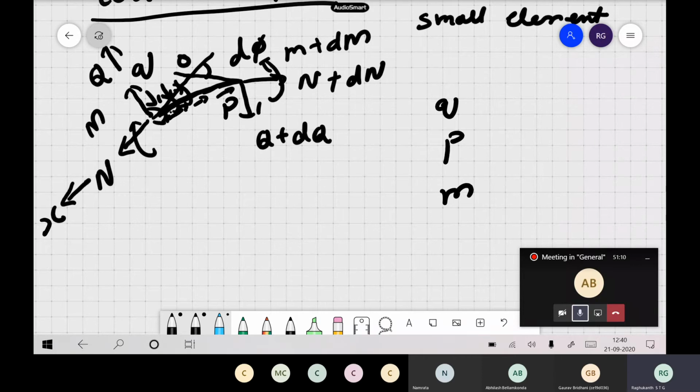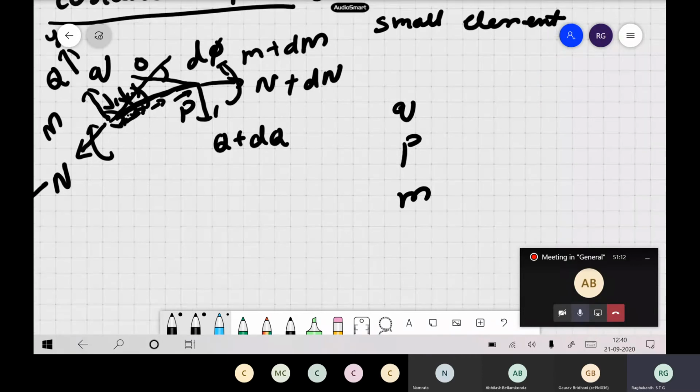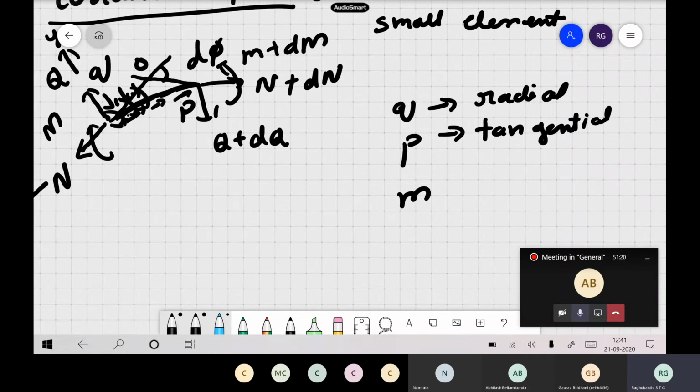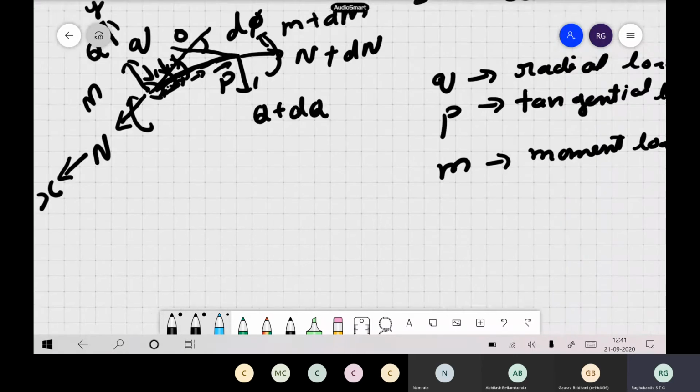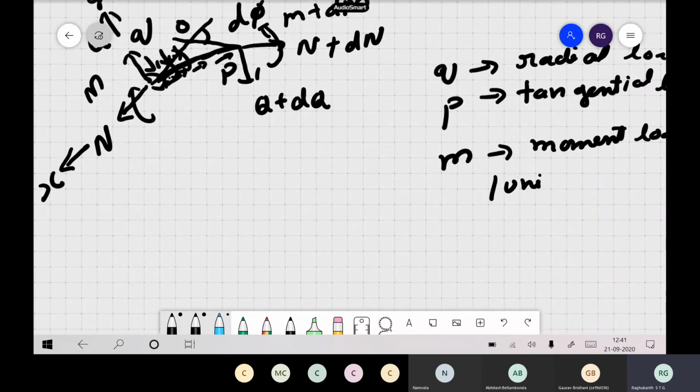So these are the three loads. This Q is the radial load, this P is a tangential load, and this is your moment intensity also. So we have this moment load also. This is complicated, all loads are acting here. The radial load intensities are all defined per unit length.